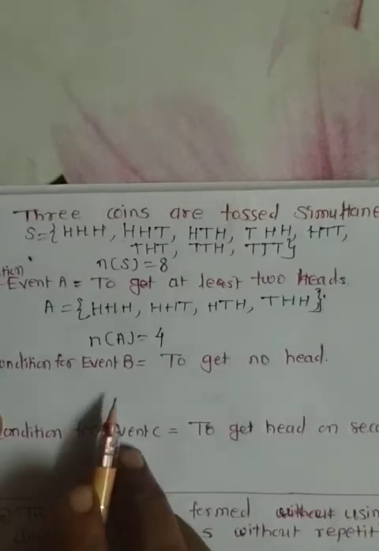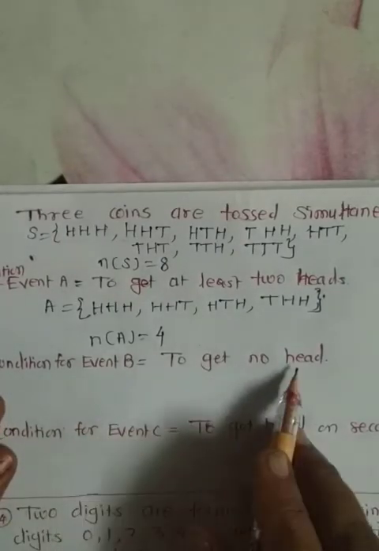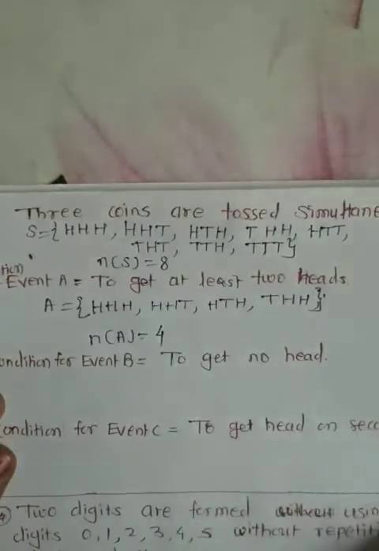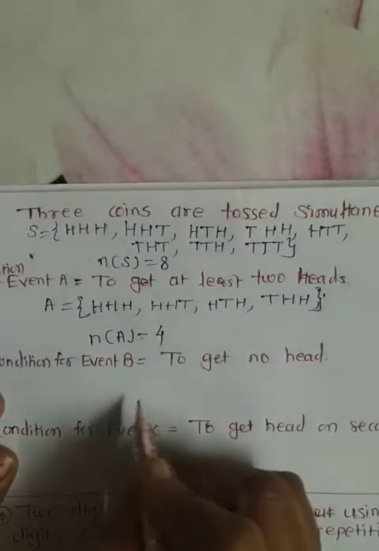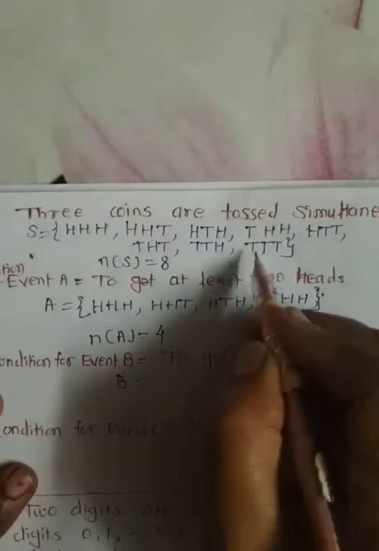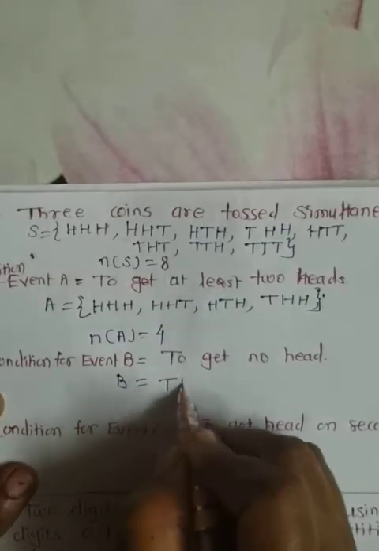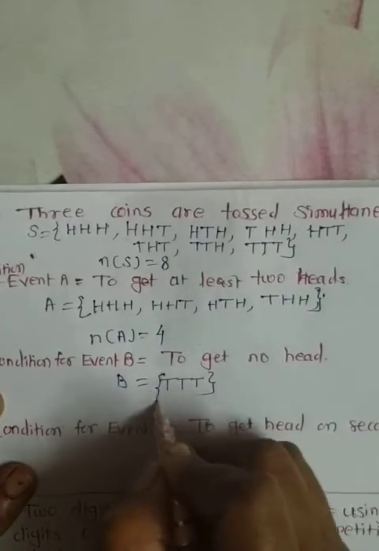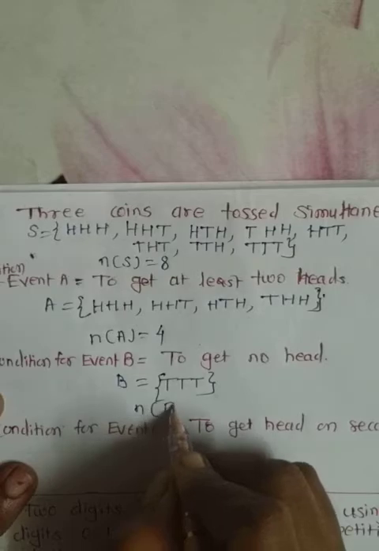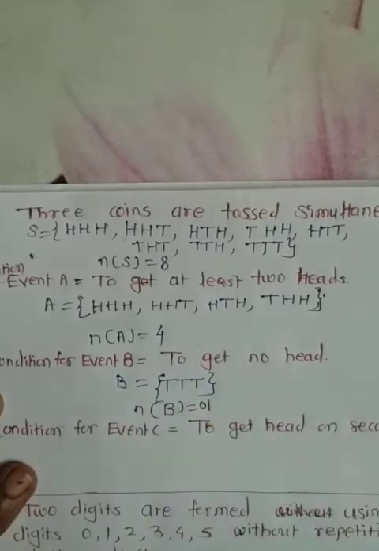The condition for event B, to get no head, means we have to choose the sample point. There will be only tails, that is only one, that is TTT. Means we have to write only one sample point there. Number of B is equal to only 1.